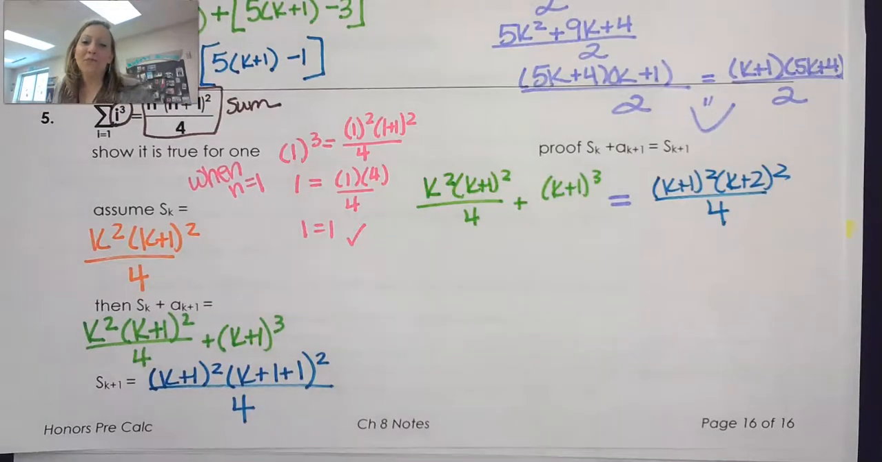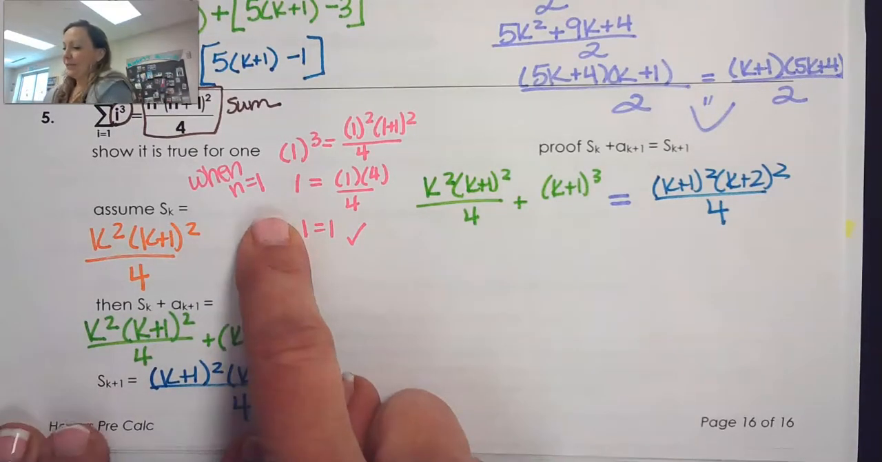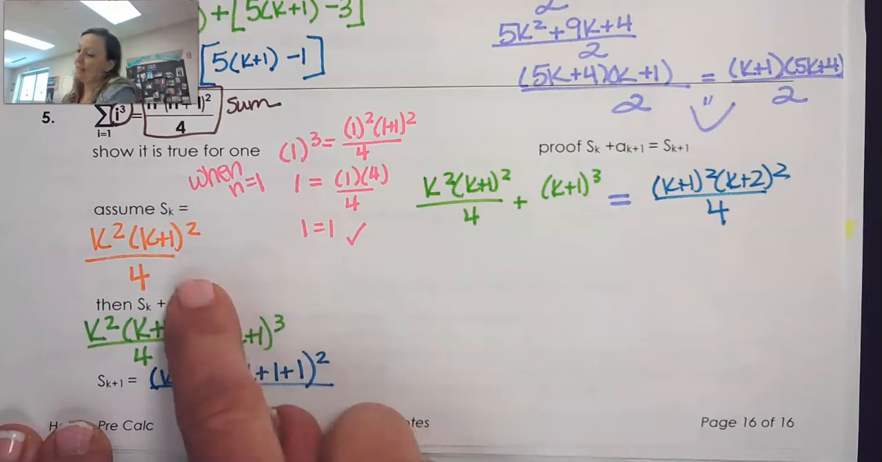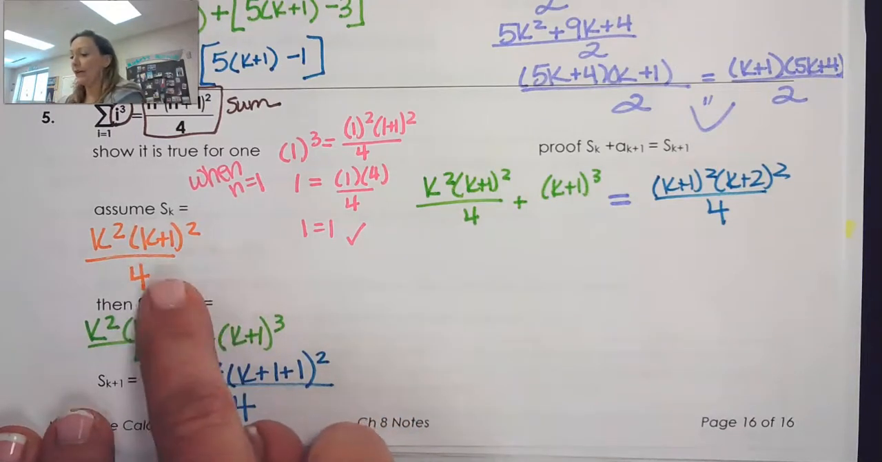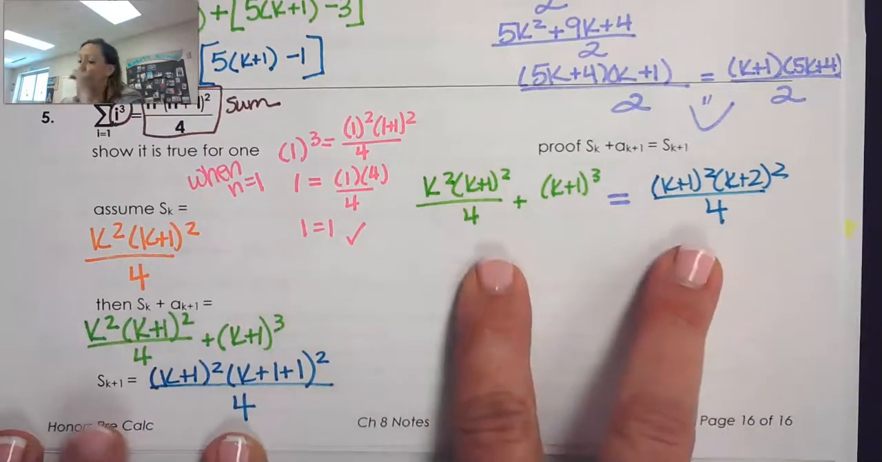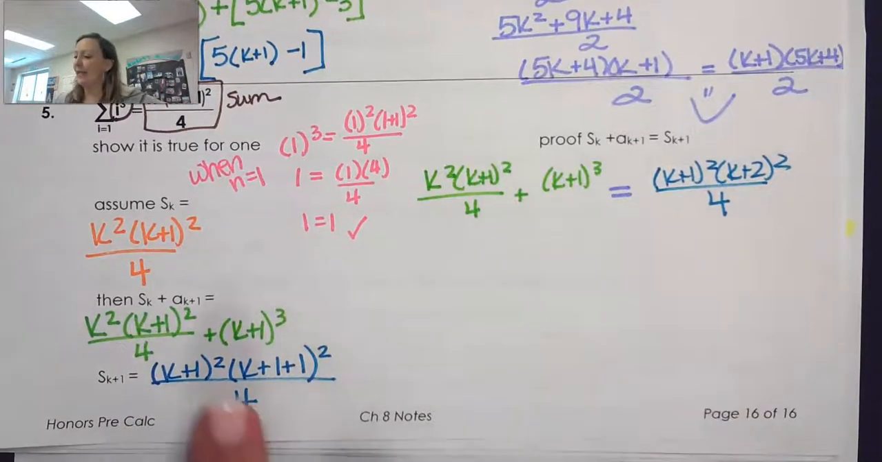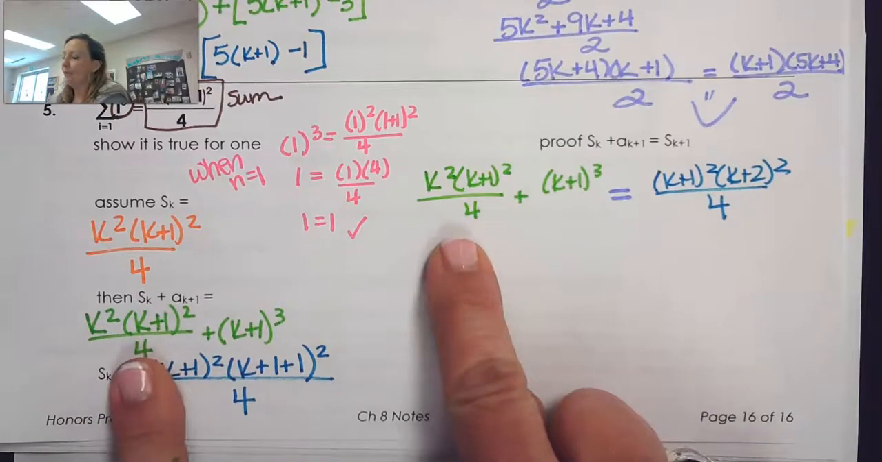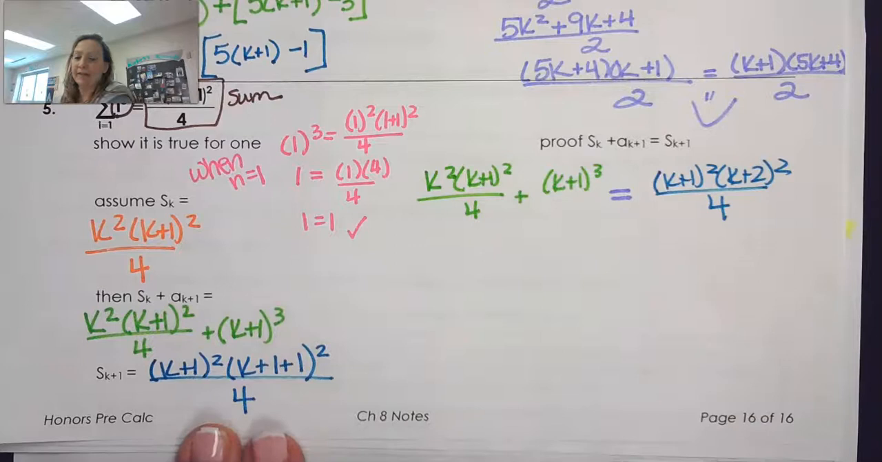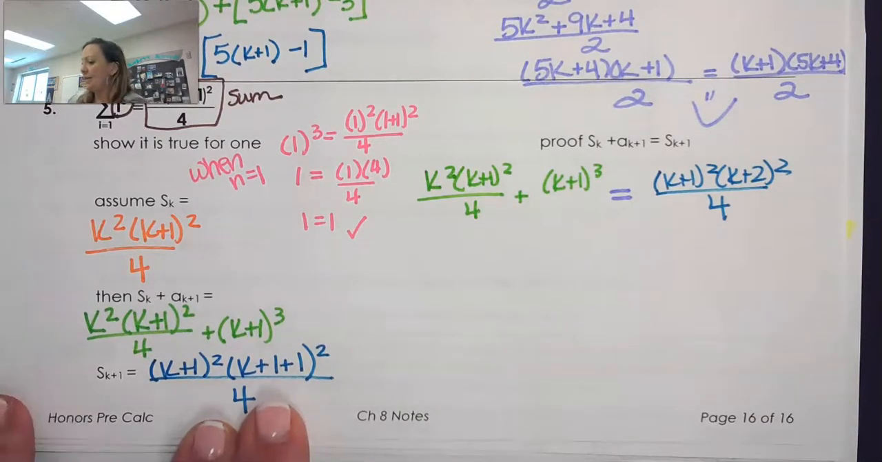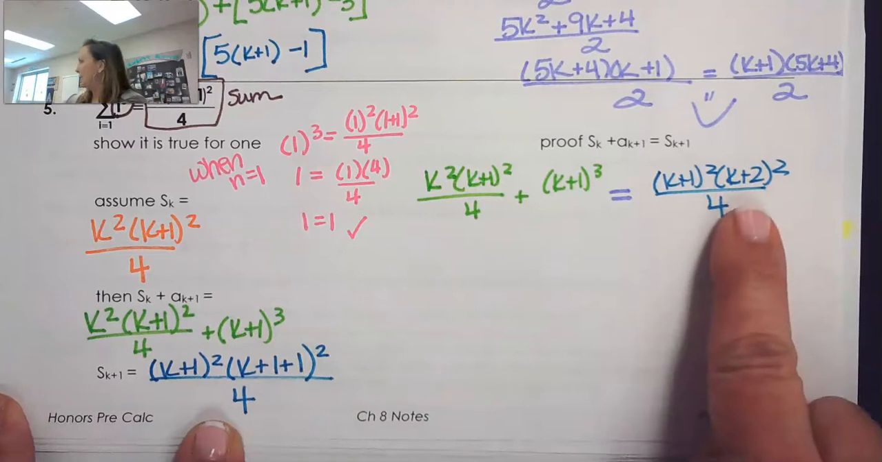Okay, so hopefully we have this. We show it's true for when n is 1. We have this assumption that s sub k is going to be k squared times the quantity k plus 1 squared over 4. And then essentially we want to show that this s sub k plus the next term is going to be the sum of the k plus first term. All right, so down here I have k plus 1 plus 1. Do you guys see I just turned it into k plus 2 squared here?